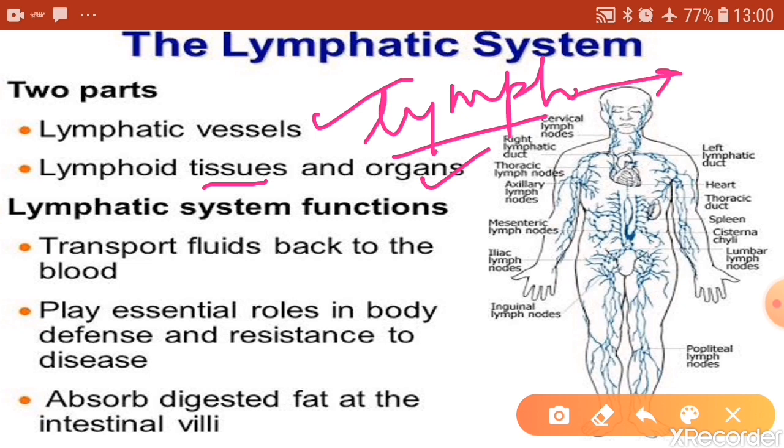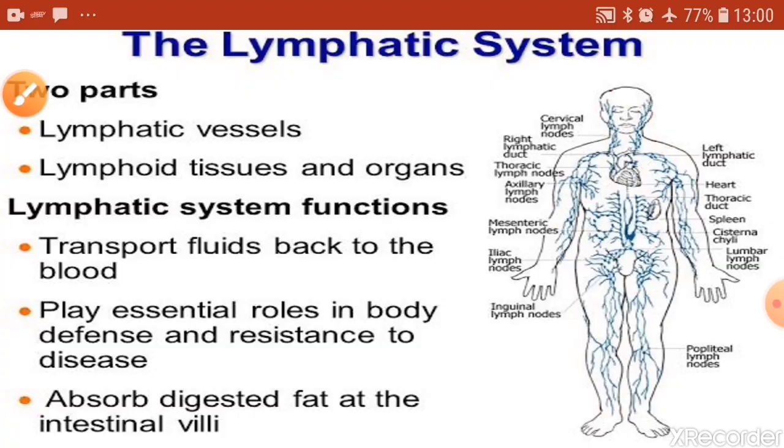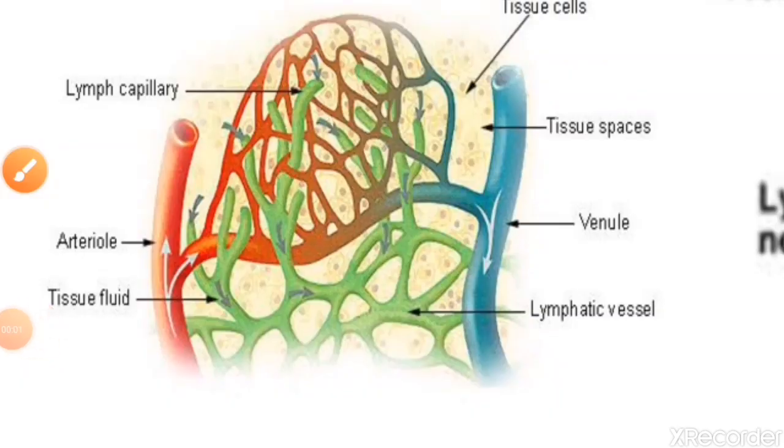Now what is lymph? Lymph is a slightly yellow colored fluid connective tissue which has the same composition as that of the blood, but it lacks the blood cells and certain plasma proteins. To know more about it, let us first learn about how lymph is formed. Let's have a closer look at the tissue region.